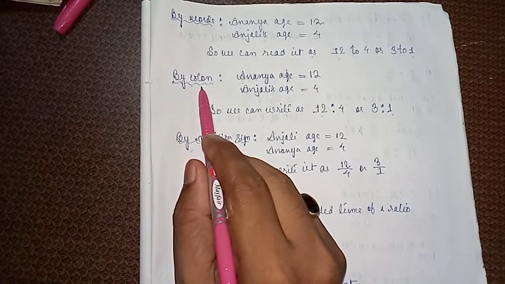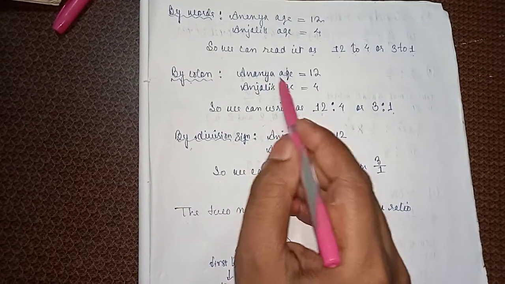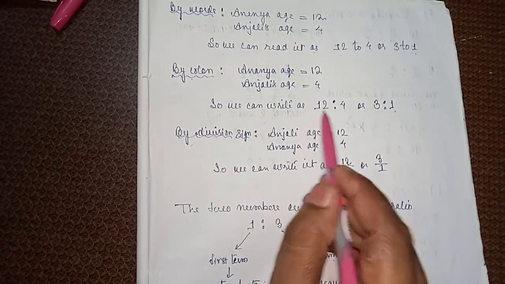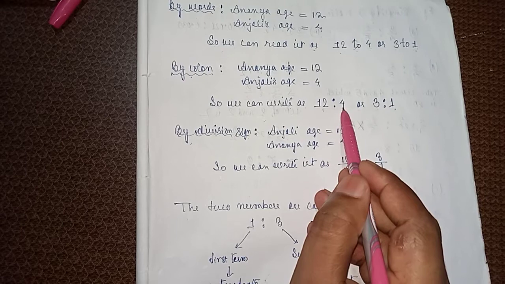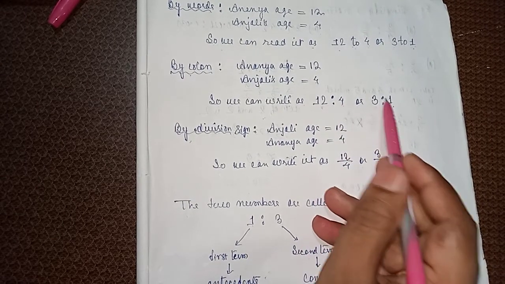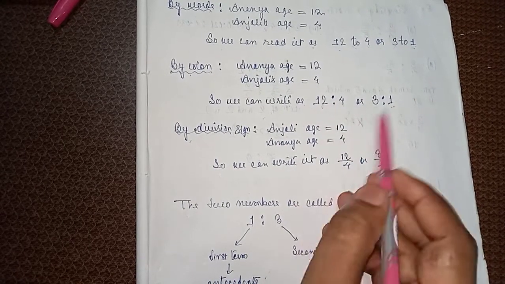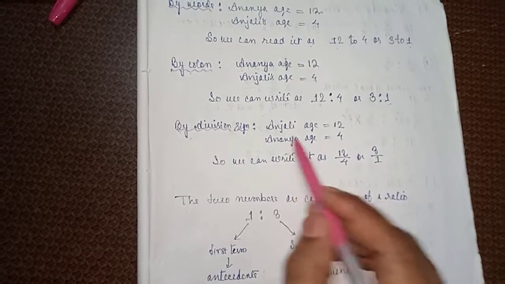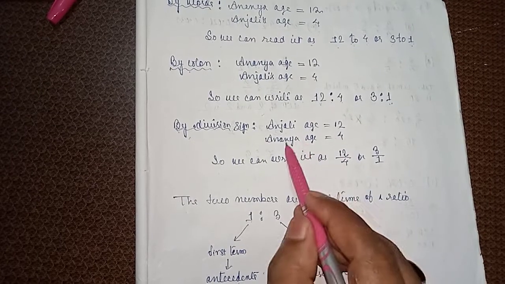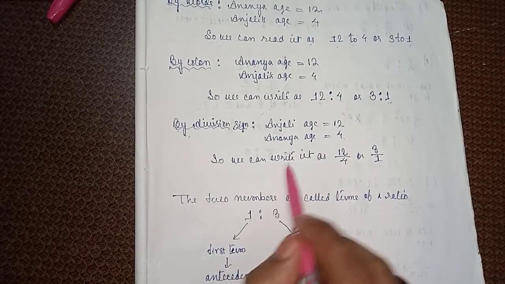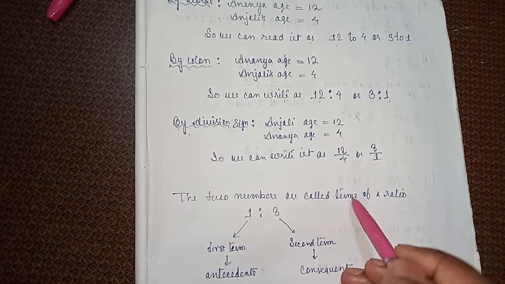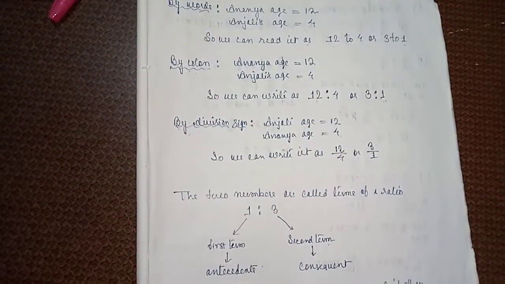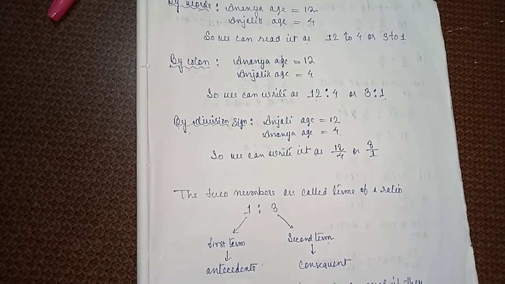Now by the colon method, you see, Ananya's age is 12 and Anjali's age is 4. So we can write it as 12 is to 4 or 3 is to 1. Similarly, another method to represent a ratio is by division sign. Again, take Ananya's age is 12 and Anjali's age is 4. So you can write it as 12 by 4 or 3 by 1. Okay, so these are the 3 methods of representing ratio.